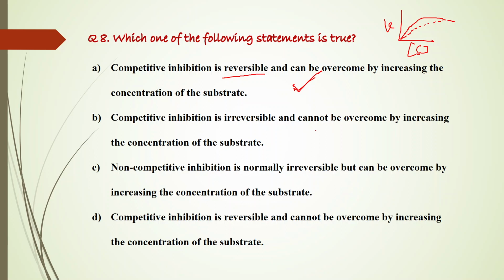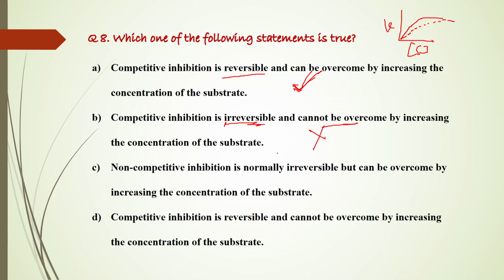Coming to the next one, it states competitive inhibition is irreversible and cannot be overcome by increasing the concentration of the substrate. This is just the opposite statement of option A. So obviously this is going to be wrong. First of all, it is not irreversible and we can overcome it by increasing the substrate concentration.